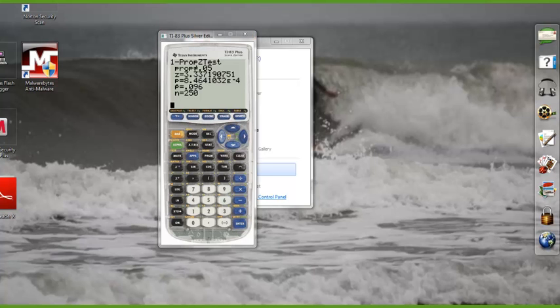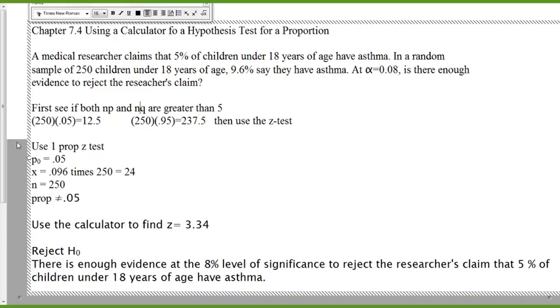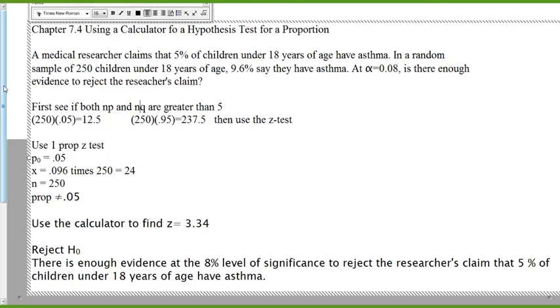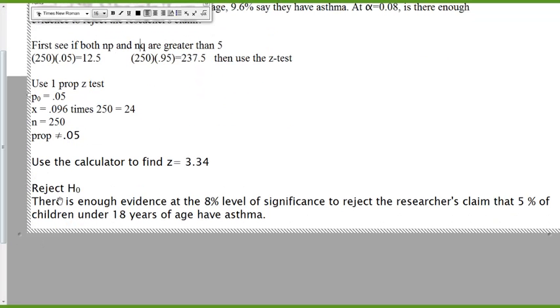So let's call that back up. And you'll see here, there's the problem. And I'm going to reject the null hypothesis. There's enough evidence at the 8% level, and there's where I get my 8% from, alpha, of significance to reject the researcher's claim that 5% of children under 18 years of age have asthma.